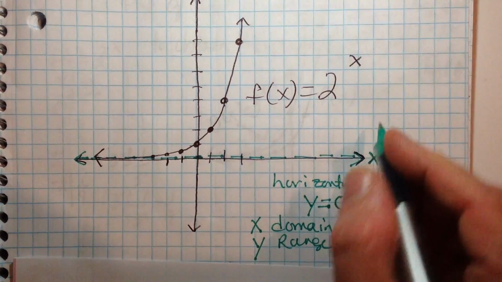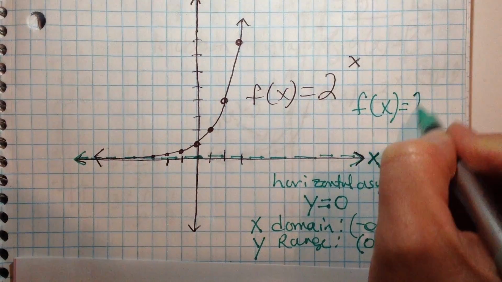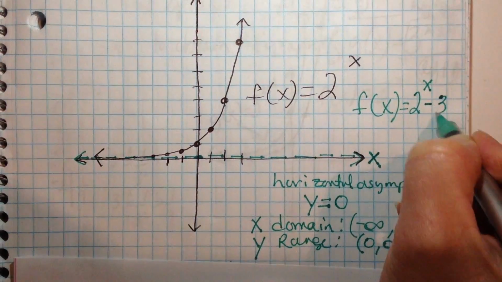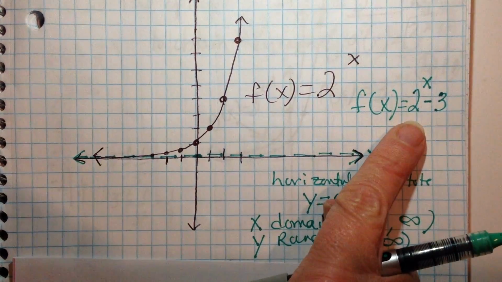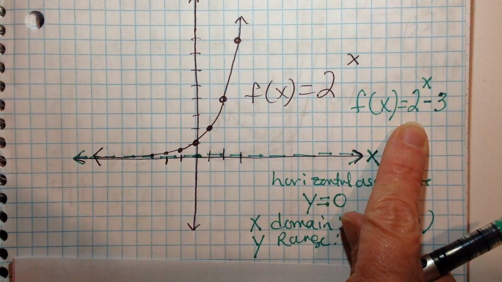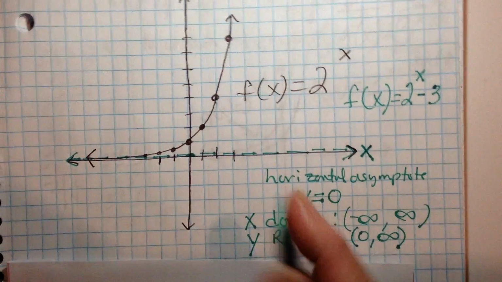Now, let's recall, if I was to ask you to graph f of x equals 2 to the x power minus 3. Okay? Well, this is your original, and I'm wanting you to graph 2 to the x minus 3. Anytime you add or subtract a number to the back, that is a vertical shift. So let's move everything down 3.